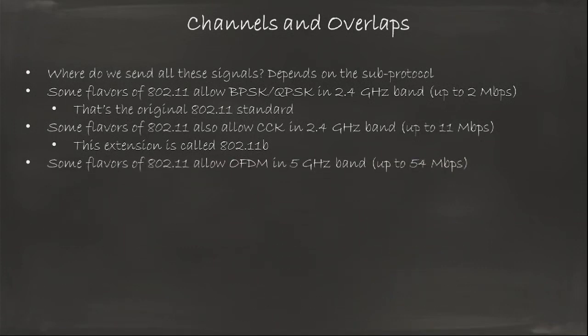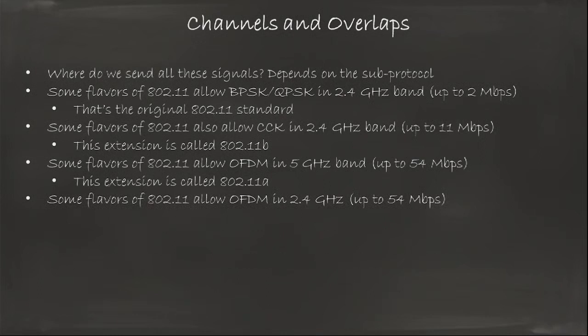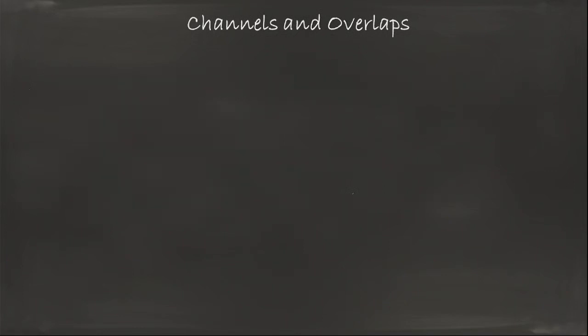Now came OFDM, and OFDM, the first iteration, allowed transmissions in the 5 GHz band up to 54 megabits per second with 64 QAM. That was also released in 1999, by the time 802.11b was designed for the 2.4 GHz band. That flavor of OFDM in 5 GHz is called 802.11a. And then the same flavor of OFDM was brought from 5 GHz into the 2.4 GHz band, allowing still the same 54 megabits per second, same technique. That happened in 2003, and that bears the name 802.11g. So 802.11b and g are in 2.4 GHz band. 802.11a is in 5 GHz band.